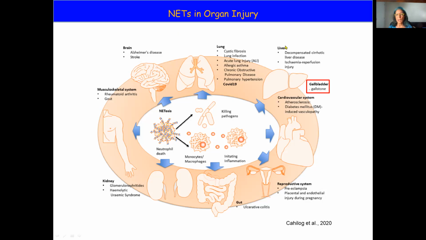So lung is a big problem, and before we knew that they are playing some role in cystic fibrosis, lung infection, acute lung injury, asthma, and chronic obstructive pulmonary disease. And in this disease, it's interesting because it's already been used. I spray with DNase that is helping to digest the material full of NETs that are being produced in this disease.